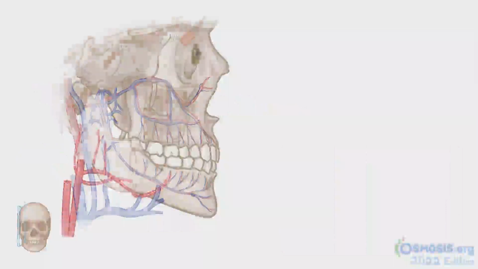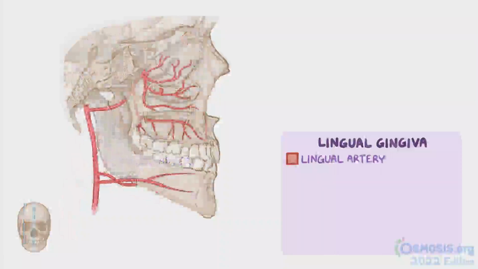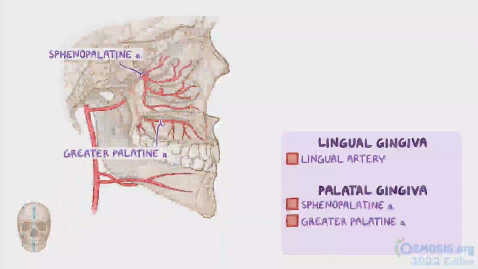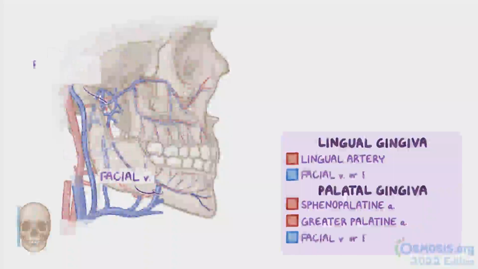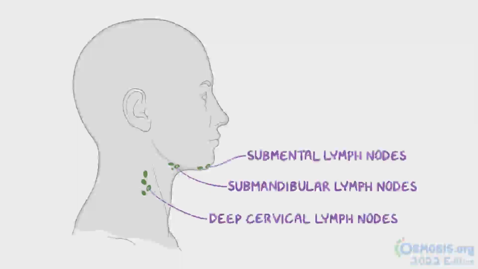The gingiva facing the tongue, called the lingual gingiva, is supplied by branches of the lingual artery, and the one facing the palate, called the palatal gingiva, is supplied by the branches of the sphenopalatine and greater palatine arteries. Veins also follow the arteries and end up draining into the facial vein, or the pterygoid plexus. Finally, lymph from the teeth and gingiva drain into the submandibular, submental, and deep cervical lymph nodes.